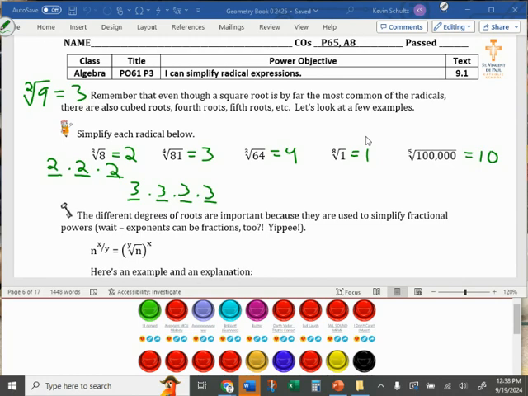Wait, how did you get 2 for the first one? Because 2 cubed, 2 times 2 times 2 equals 8. 2 times 2 is 4, and then times 2 equals 8.